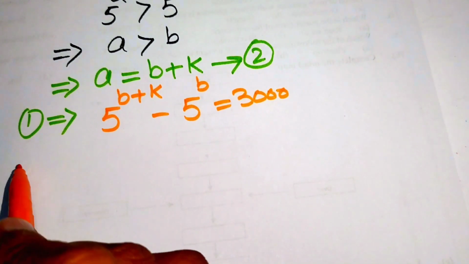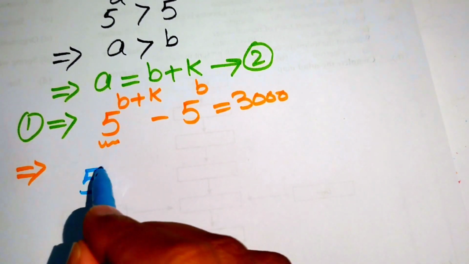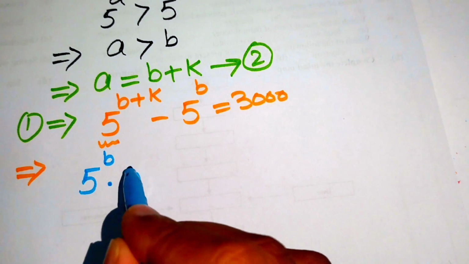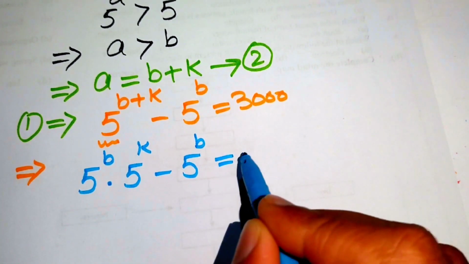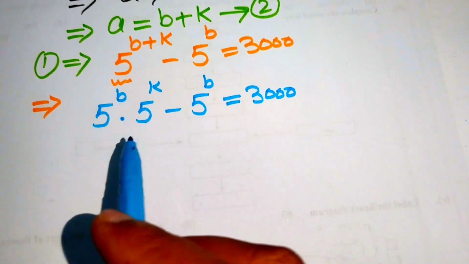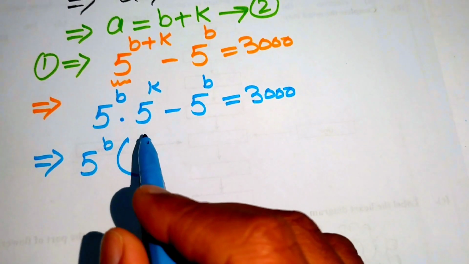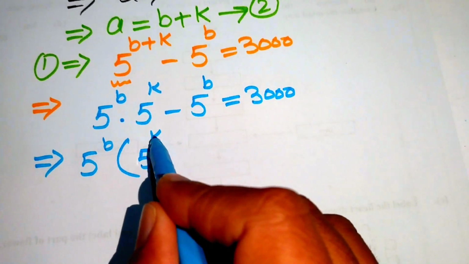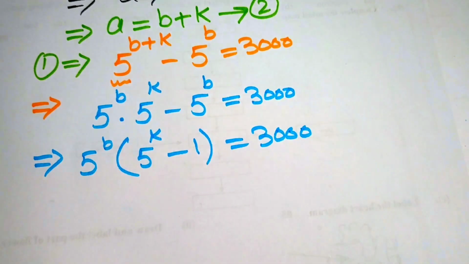And now in the next step we break the exponent of this term, and we have 5 to the power of b plus k, so we write it as 5 to the power of b times 5 to the power of k, minus 5 to the power of b equals 3000. And here we see that we have 5 to the power of b as the common factor, and we have 5 to the power of k minus 1 equals 3000.